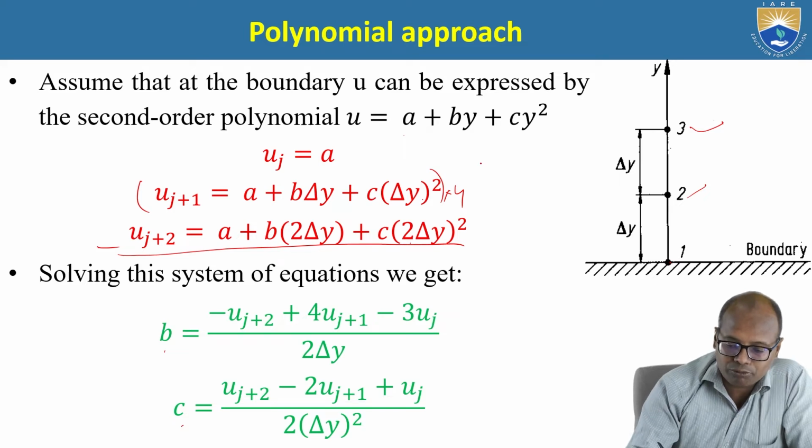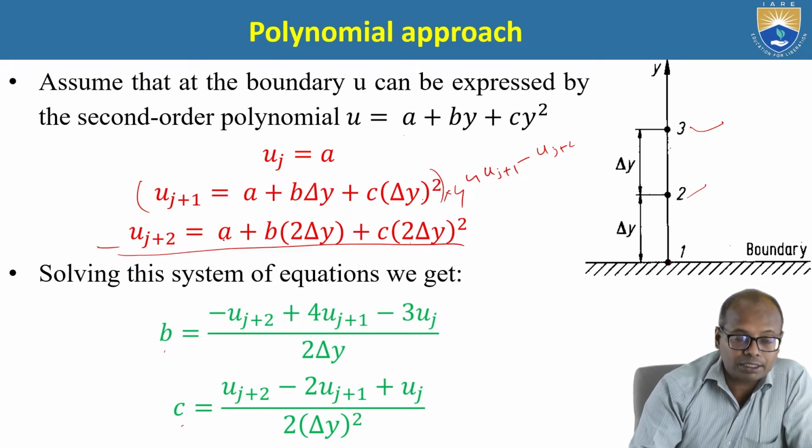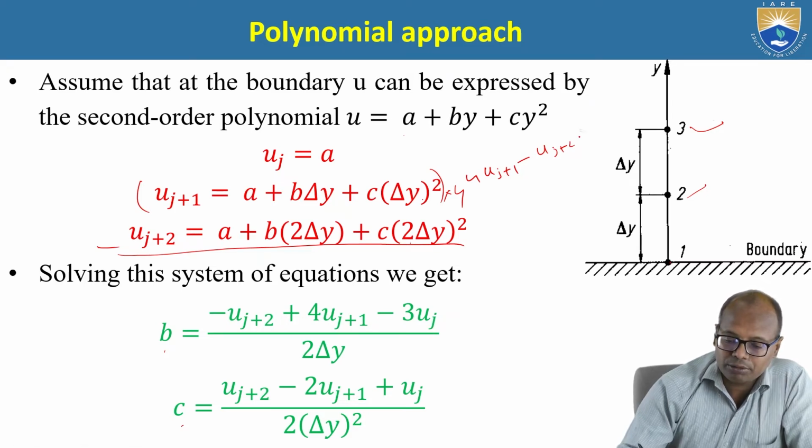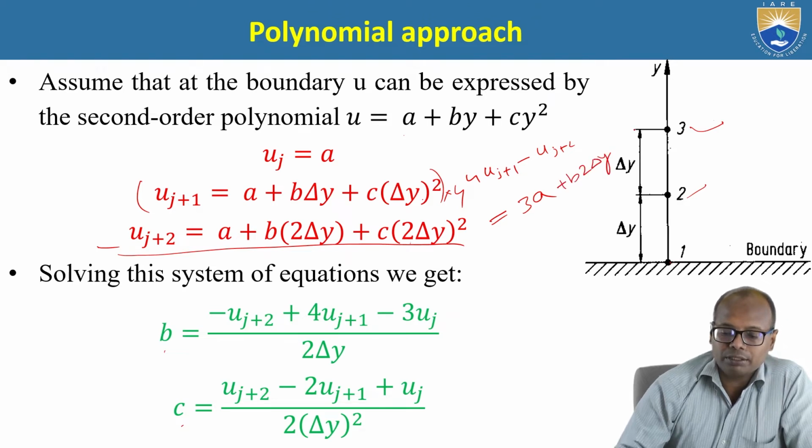If I do like that, what will I get? I will get 4u(j+1) minus u(j+2), and here this one is 4a and this one is a, so I will get equal to 3a. And here it is 4 delta y, here it is 2 delta y, so it will be plus b into 2 delta y. Like this I will get.